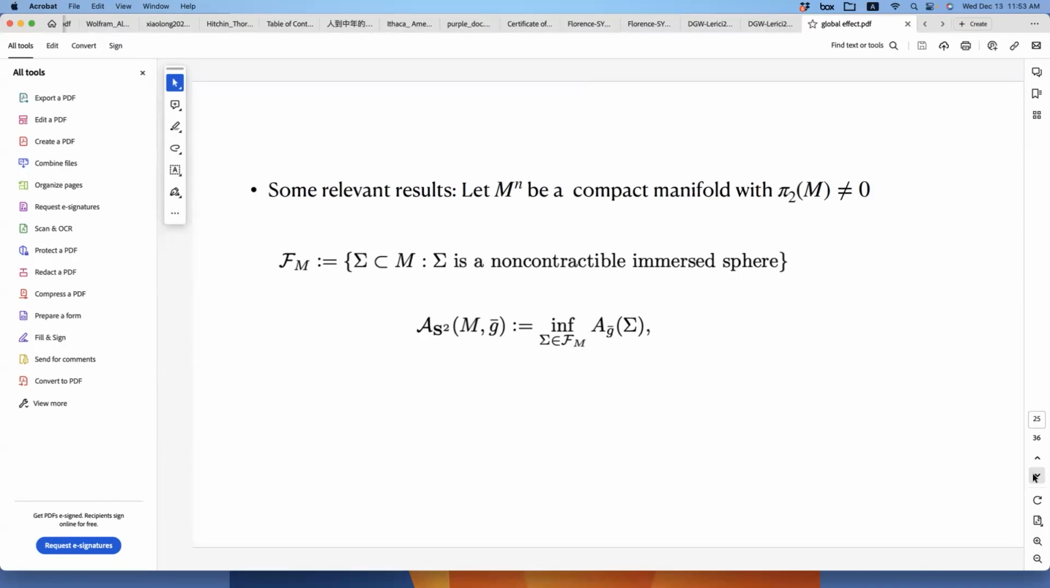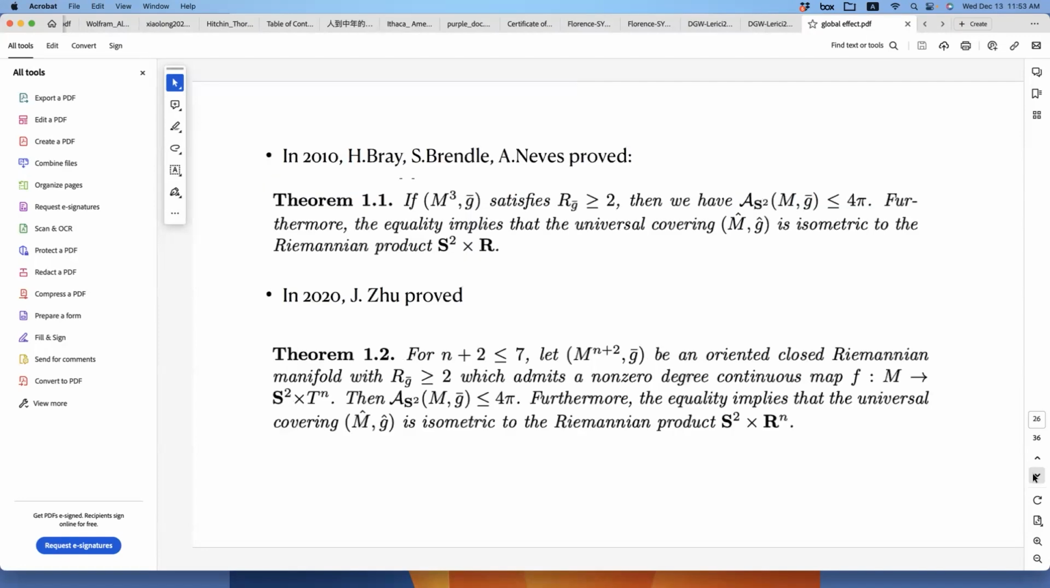And then here's the theorem due to Schoen-Yau, Gromov-Lawson, and Nevis. They proved that for a three-dimensional manifold (M, g), if the scalar curvature is bigger than 2, then this quantity is always less than or equal to 4 pi. And equality holds if and only if (M, g) bar is locally isometric to S^2 cross R. This is for the three-dimensional case.